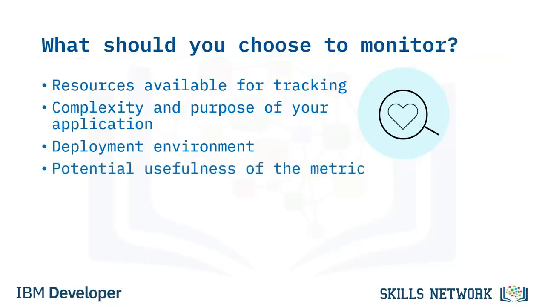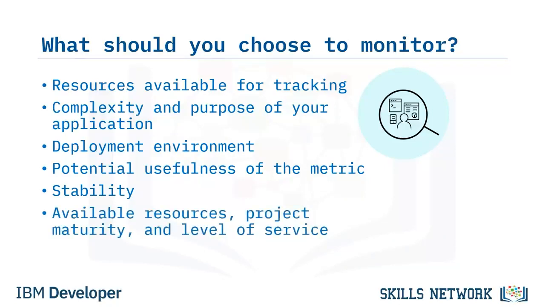The potential usefulness of the metric. One of the most important factors affecting whether something is measured is its potential to help in the future. Each additional metric tracked increases the complexity of the system and takes up resources. The necessity of data can change over time as well, requiring reevaluation at regular intervals. How essential stability is. For certain types of personal or early stage projects, stability and uptime might not be priorities. Keep in mind that the factors that influence your decision will depend on your available resources, the maturity of your project, and the level of service you require.